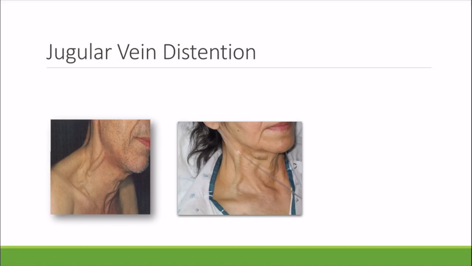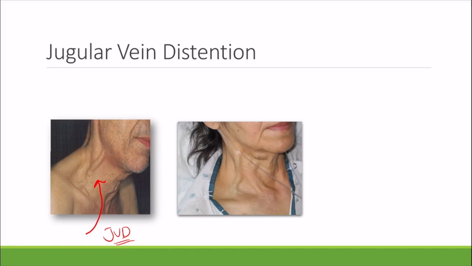Specifically for our cardiovascular patients, you want to take note of their jugular vein. On this slide, you can see two images of people who have jugular vein distension, JVD. This is a sign of increased pressure in the venous circulation.